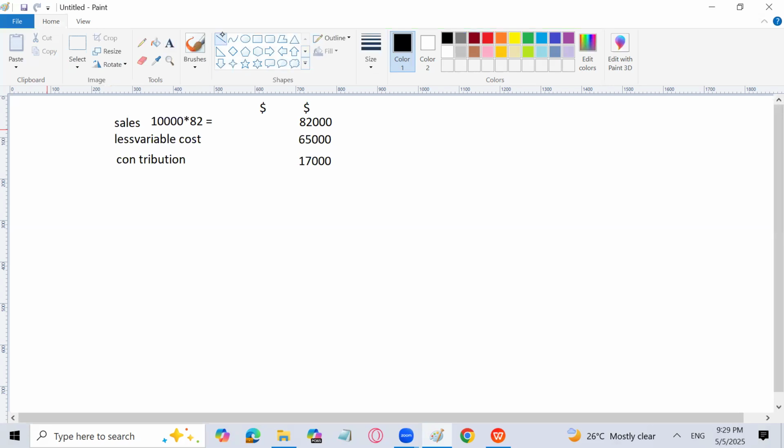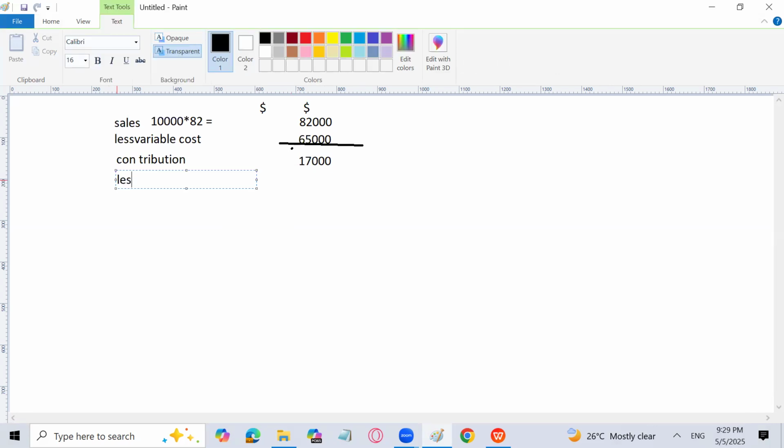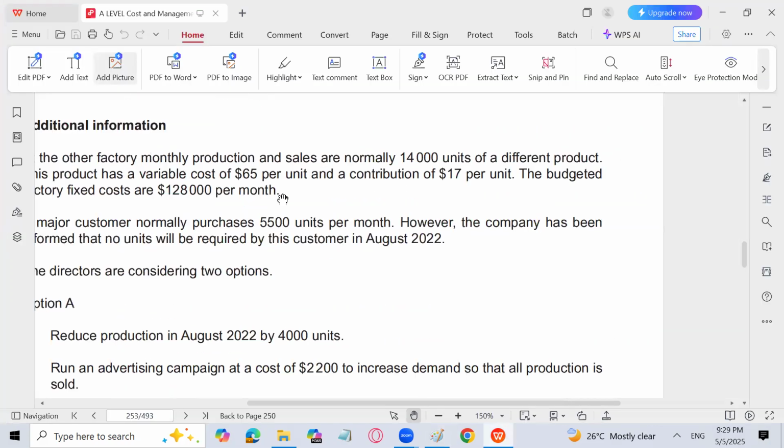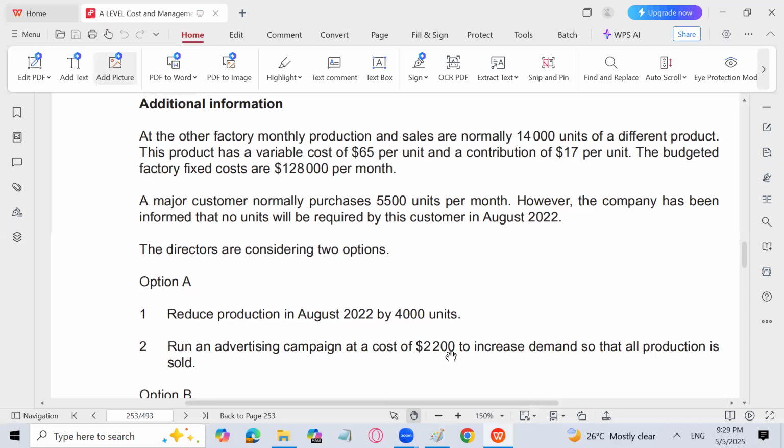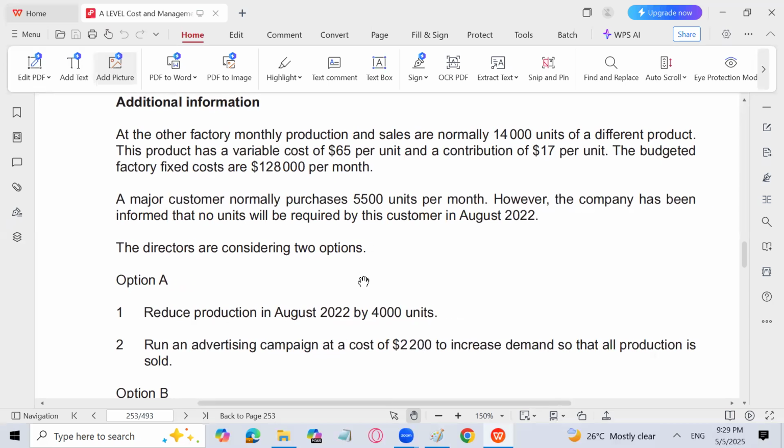We can start the question from 17,000 also if you want to. There is no compulsion. Less fixed cost. And let's see what is the fixed cost. Fixed cost is given, that is 128,000. But now the fixed cost is going to be increased by 2,200. So that is 130,200 will be the fixed cost.